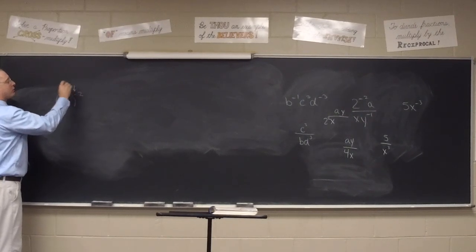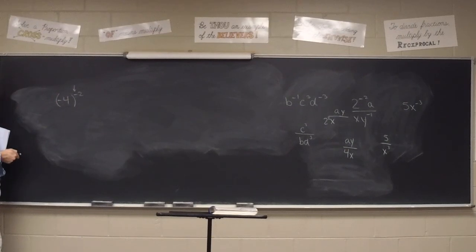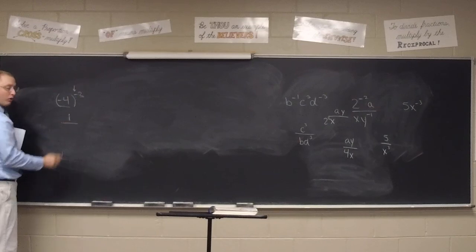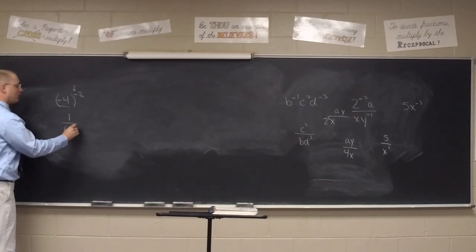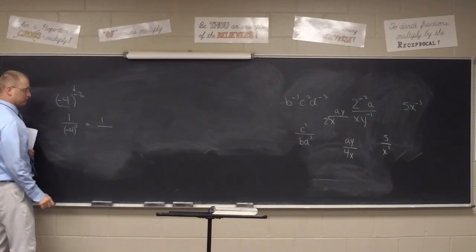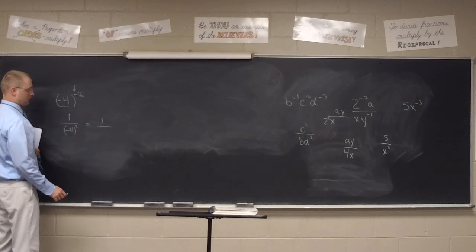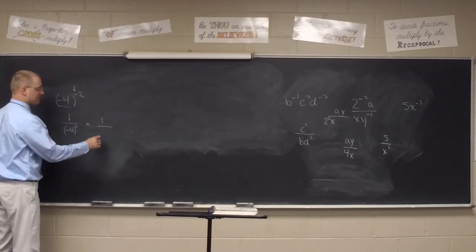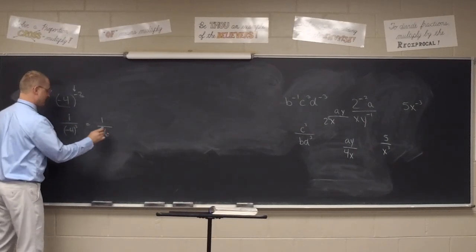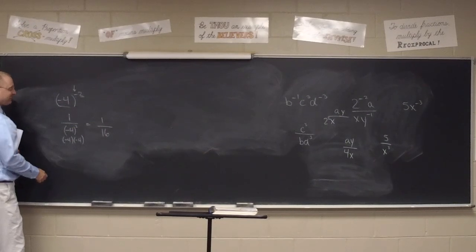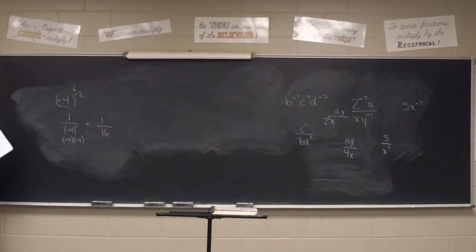I want to take the reciprocal of negative 4 squared. What is negative 4 squared? Well, negative 4 squared is positive 16, so it's positive 1 over 16. Remember, this means negative 4 times negative 4, which is positive 16. Okay? A negative to an even power is positive.